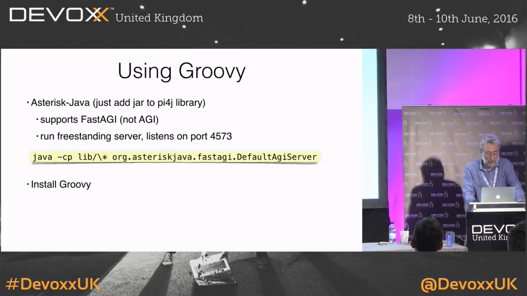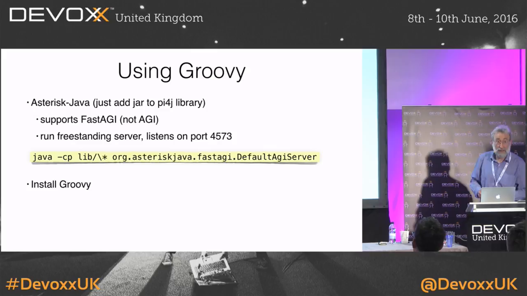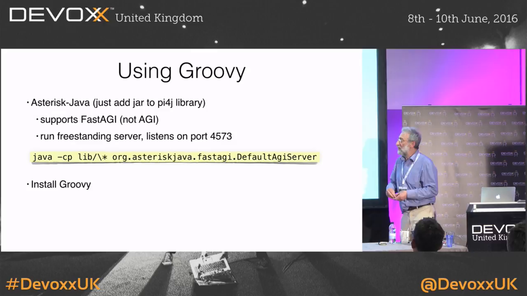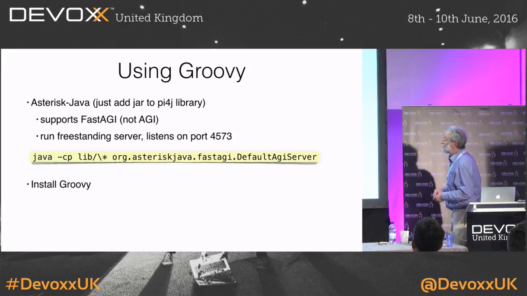So first of all, you've got to install Asterisk Java, which is a Java library for Asterisk. That's okay, but I'm not sure the version is quite right. I haven't had any trouble with it, but it's not up to date with the version of Asterisk that I had to choose in order to get the modules that I wanted later on. Asterisk Java only supports Fast AGI.